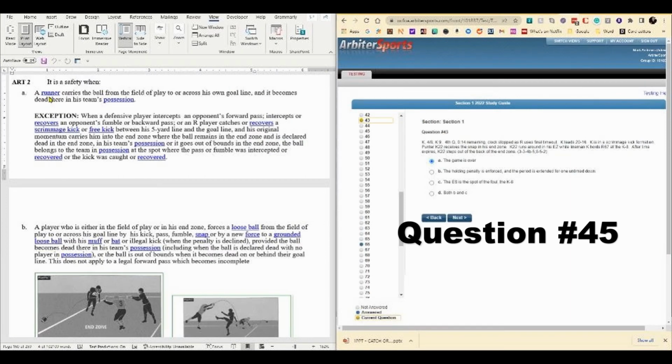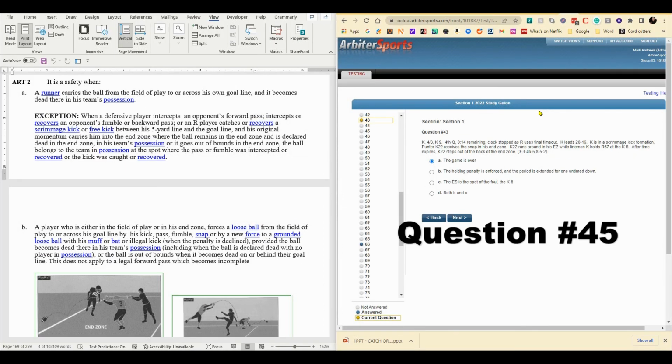Question 43. K 4th and 8 at the K9, 4th quarter, with 14 seconds remaining. Clock is stopped as R uses its final timeout. K leads 20 to 16, I'm sorry. K is in a scrimmage kick formation. Punter K22 receives the snap in his end zone. K22 runs around in his end zone, while lineman K holds R57 at the K8. After time expires, K22 steps out of the back of the end zone.